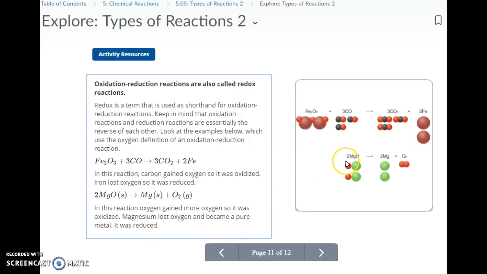In this reaction, here we have 2 magnesium oxides yields magnesium plus oxygen. The oxygen gained more oxygen, which is another way to say that the magnesium lost it. So magnesium lost the oxygen and became a pure metal. Therefore, it was reduced. It reduced how much oxygen it had on it. Up here in this one, you could see both of them. In this one, you could just see one part of the oxidation reduction. So sometimes it's both the redox, sometimes you only really see the one in a more obvious light.